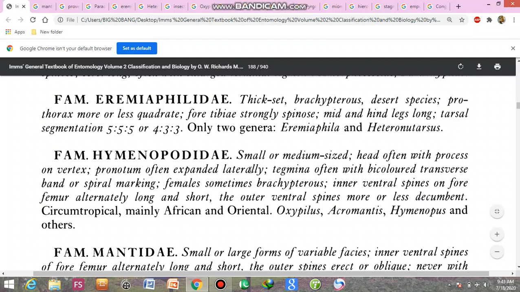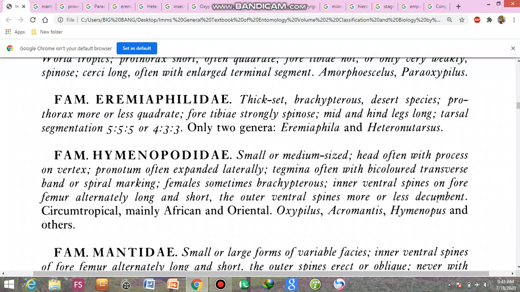Pronotum often expanded laterally. Tegmina often with a bicolored transverse band or spiral marking. Female sometimes brachypterous. Inner ventral spines on the forefemur alternately long and short. The outer ventral spines more or less decumbent. Decumbent means lying on the ground with its edges toward upside.